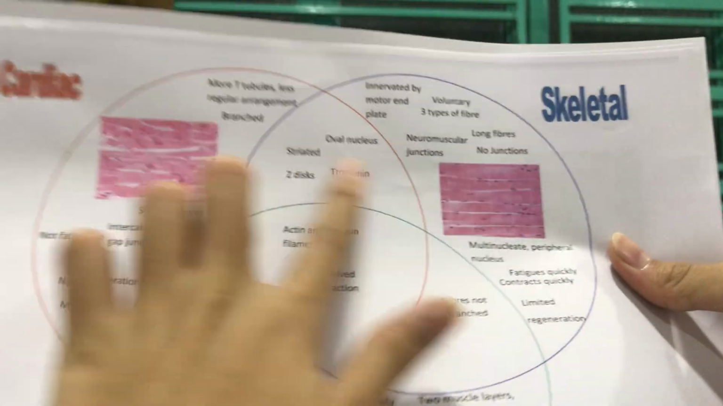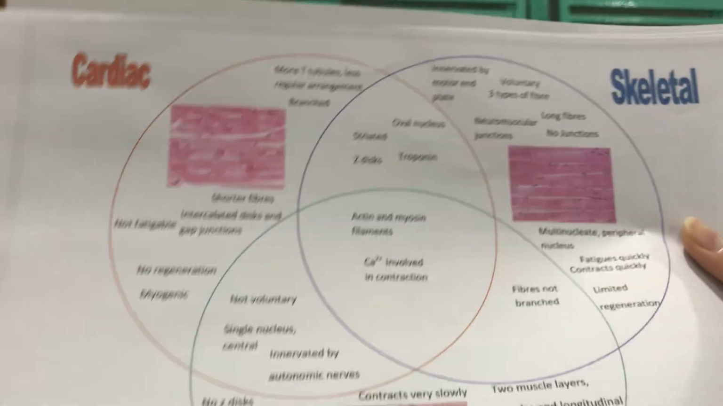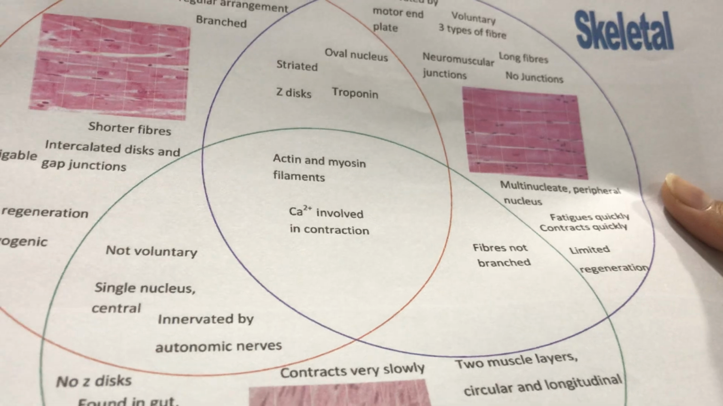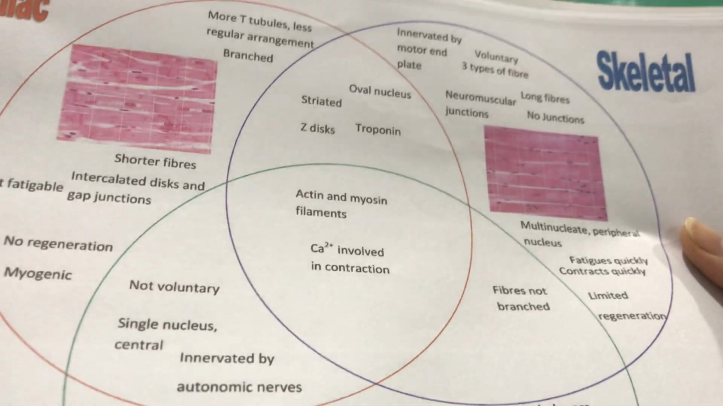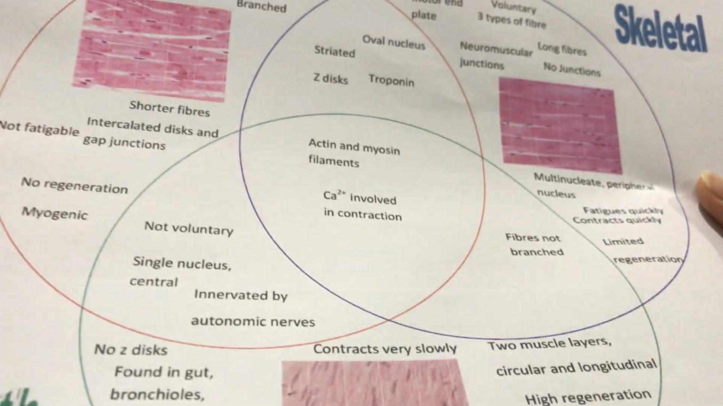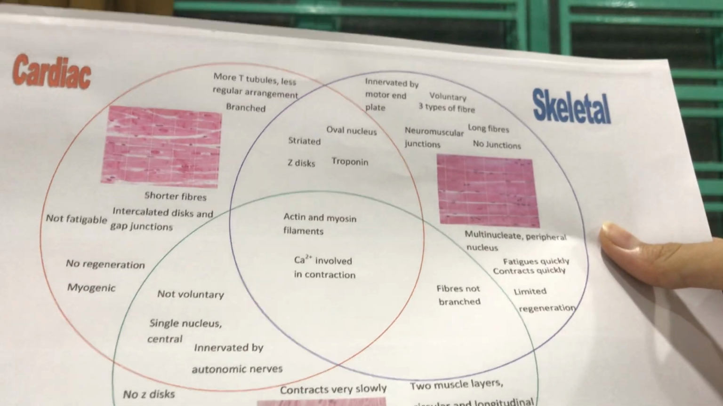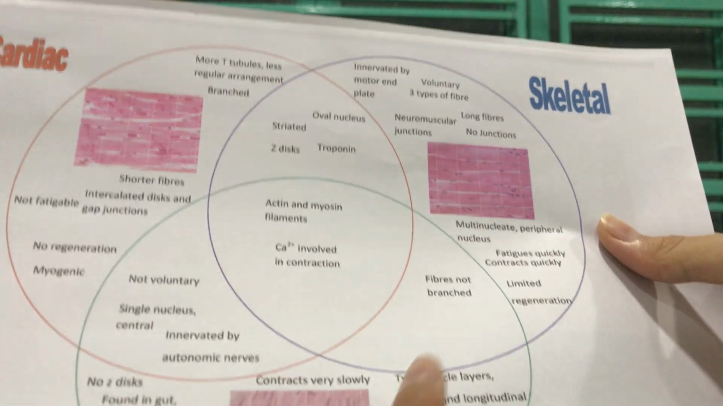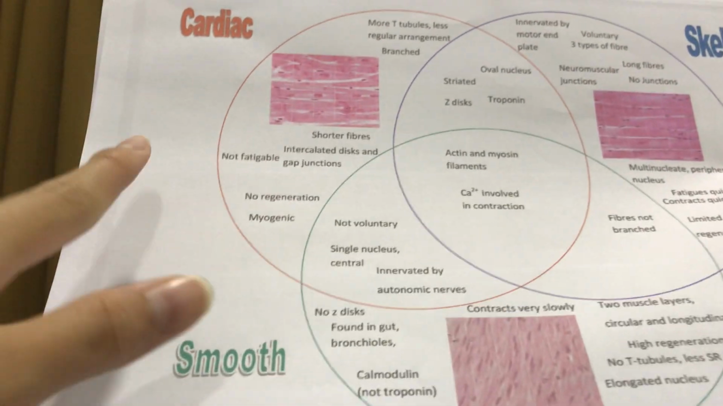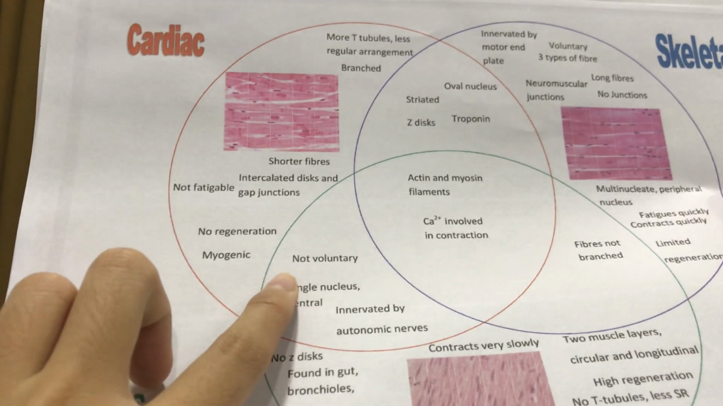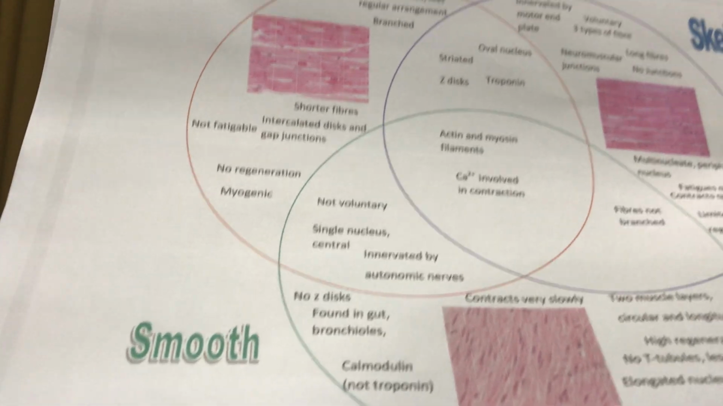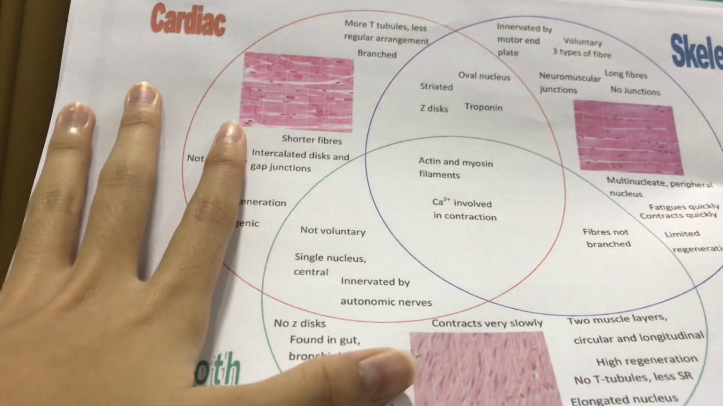So in comparison, they all have two things in common. They have actin and myosin filaments, and they have calcium involved in their contraction. The skeletal and smooth muscle fibers are not branched. That is what they have in similar. The cardiac and smooth muscle are not voluntary. They are involuntary. So that's what they have in common.